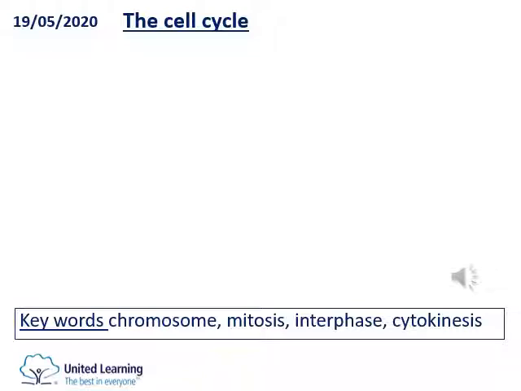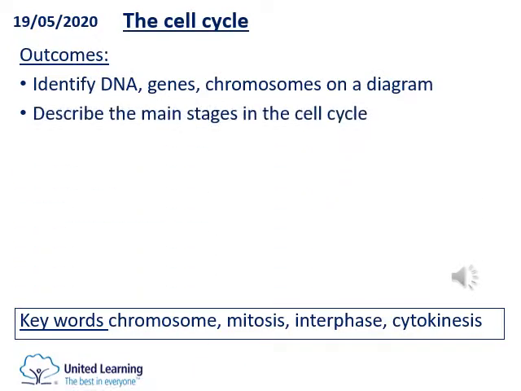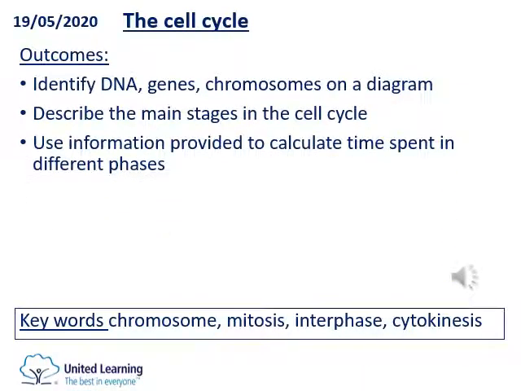So what we're going to be looking at this session then. This is still in the cells topic. We're coming to near the end of the cells topic now, but we still need to learn about the cell cycle and cell division. You're going to be identifying DNA, genes and chromosomes on a diagram, which we've already covered in the Do Now task, so well done, you can tick that first one off. The next outcome is to describe the main stages in the cell cycle. When we talk about the cell cycle, we just mean the life cycle of the cell. And the last one, we're going to use information provided to calculate time spent in different phases or stages.